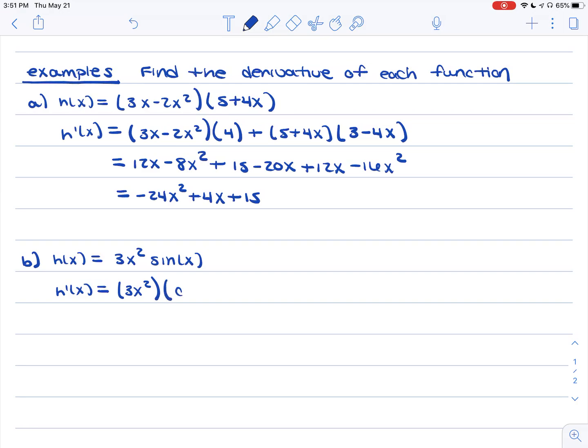Just remember the derivative of sine is cosine, plus g of x, so just copy down the sine, times the derivative of f, just using the power rule, that would be 6x. And again, just clean this up a little bit. So I'm just going to rearrange a little bit and lose some of my parentheses. So this would be 3x squared times the cosine of x plus 6x times the sine of x.